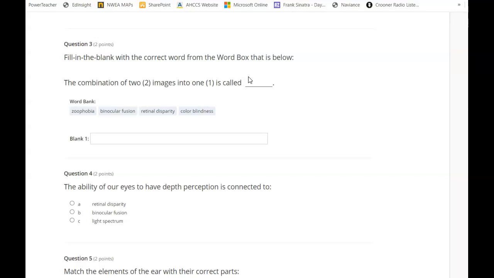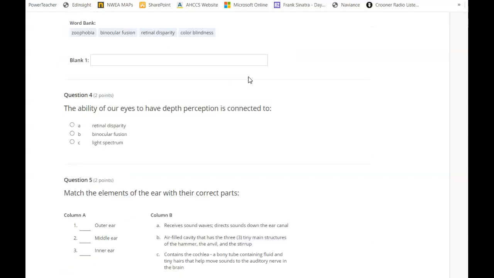Fill in the blank with the correct word from the word box that is below. The combination of two images into one is called blank. Zoophobia, binocular fusion, retinal disparity, color blindness.